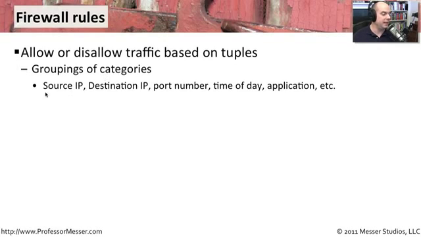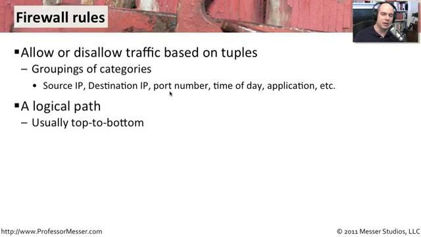So we may decide if somebody is coming from a certain source IP address, they may be going to a certain destination IP address, maybe using a certain kind of port number. It may be a certain time of the day. They may be using a certain application, and on and on and on. Different firewalls have different tuples that you could use to make this determination. And we'll group that together and say if you match all of these put together, then you are either allowed or denied access to certain resources.